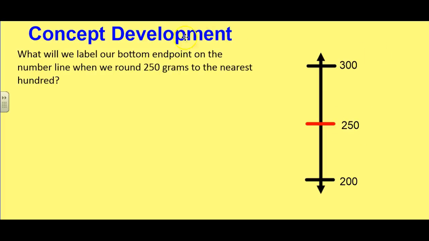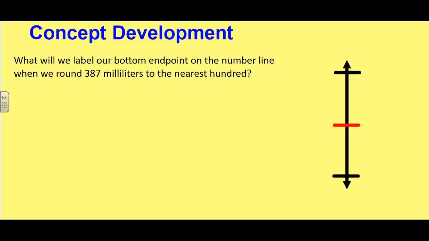Okay, so now we are rounding 250. So we already know where 250 is on the number line. It's right here in the middle. And just like when we were rounding to the nearest 10, if it was in the middle, we rounded up. So we're automatically going to round 250 up to 300.